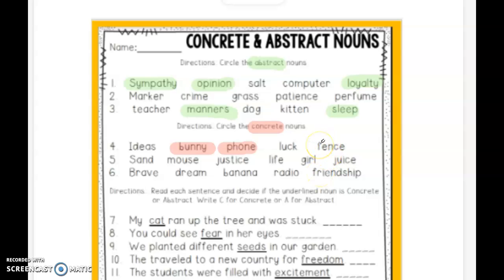What about a fence? Yeah, I could see a fence. Uh-oh, I accidentally did the wrong one. I'll have you guys do 5 and 6 on your own.